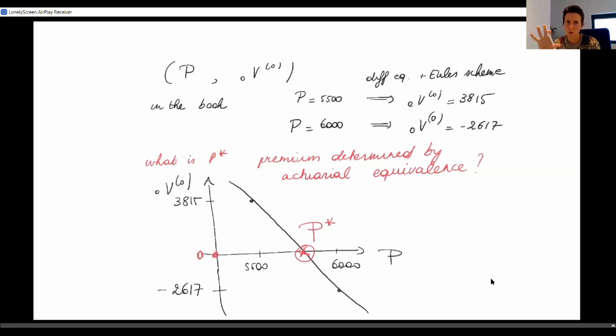So here, with this quick and dirty argument, if I write down the expression for this line through these given two points, I can quickly get what the value for P star would be. So that's the way this exercise is solved in the book using this proportionality.